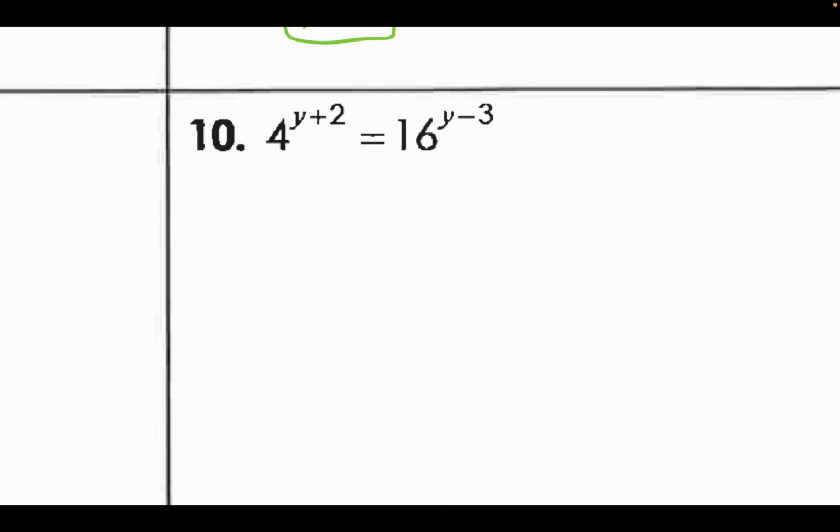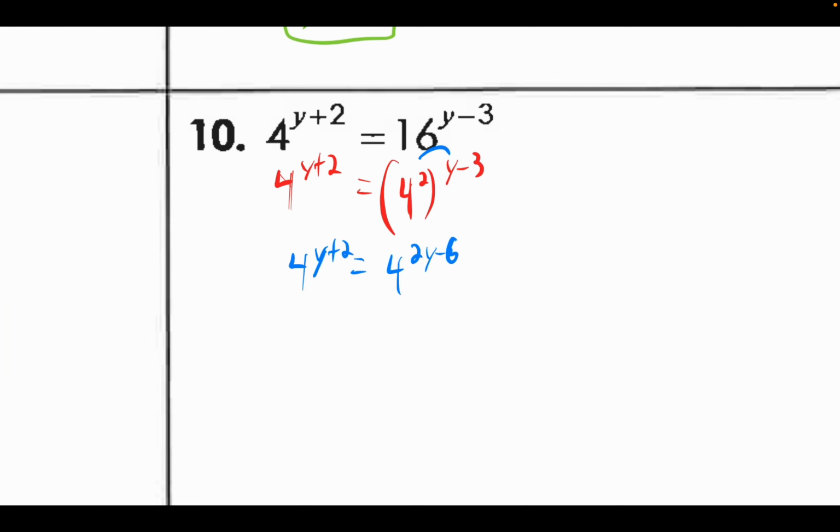On number 10 here, I'm going to change that 16 since it's bigger. And so the left side is going to stay the same. The right side will become 4 squared to the power of y minus 3. And so we have 4 to the power of y plus 2 is equal to 4 to the power of 2y minus 6 as we distribute the 2. And so I get y plus 2 equals 2y minus 6. And I'll subtract y from each side, giving me on the right y minus 6, on the left 2. Add 6 to both sides, giving me 8 equals y.